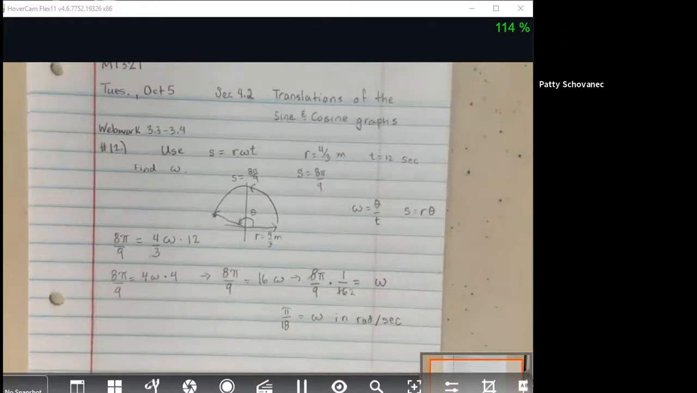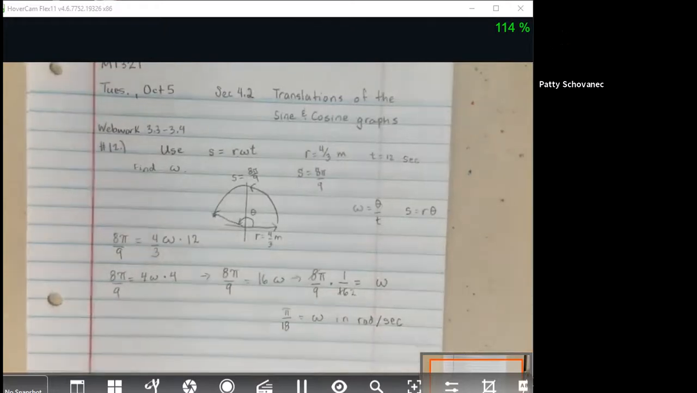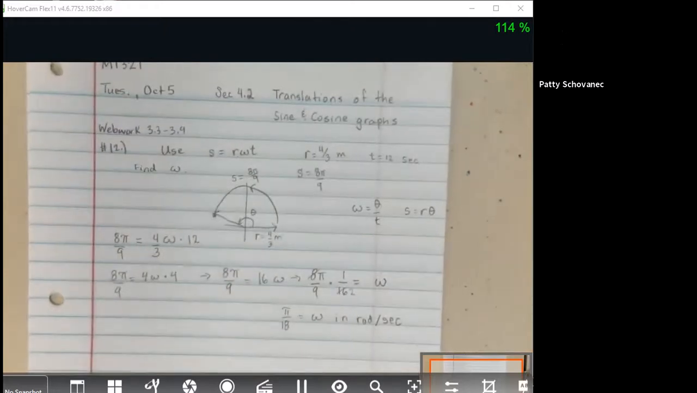So try entering that and see if it works. If that doesn't work, then enter a decimal of some version. Does that make sense? Yes.